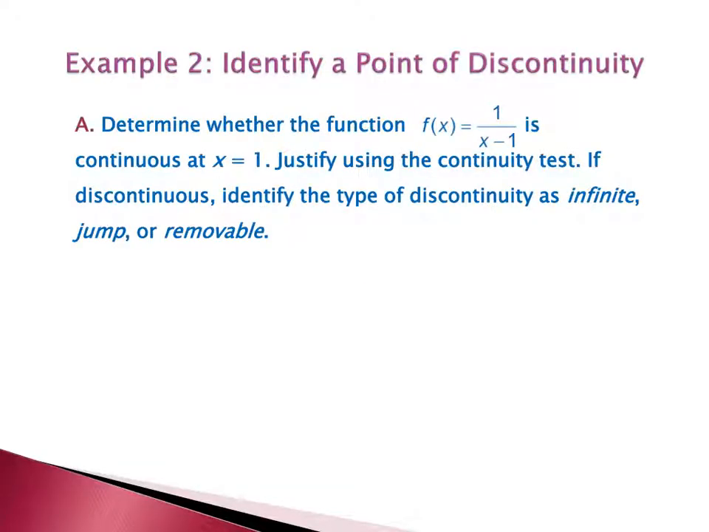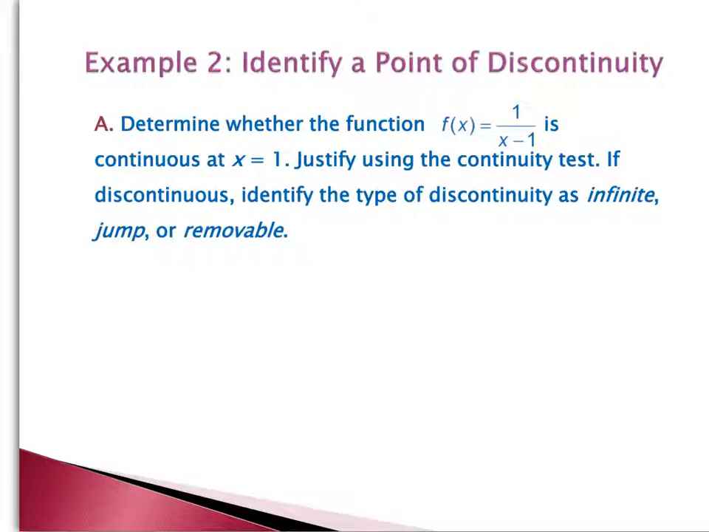In example 2, we're asked to identify a point of discontinuity. We're asked to determine whether the function f of x equals 1 over x minus 1 is continuous at x equals 1. Justify using the continuity test. If the function's discontinuous, identify the type of discontinuity as infinite, jump, or removable.